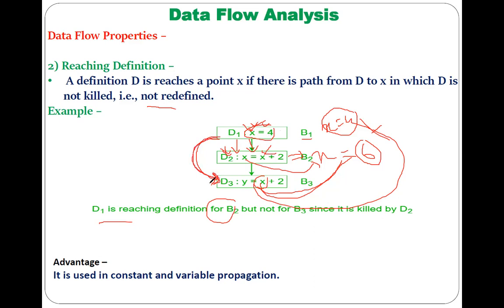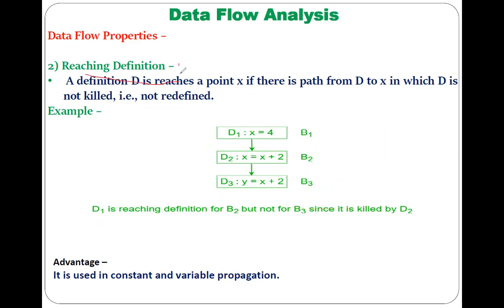That is the reason D1 is not a reaching definition for D3, but it is a reaching definition for D2, because whatever value of x is defined in D1, the same value you are utilizing here. But the value of x defined at D1 you cannot utilize at D3, because there you are utilizing x equal to 6. Understood? So that is the concept of reaching definition. I hope you have understood.